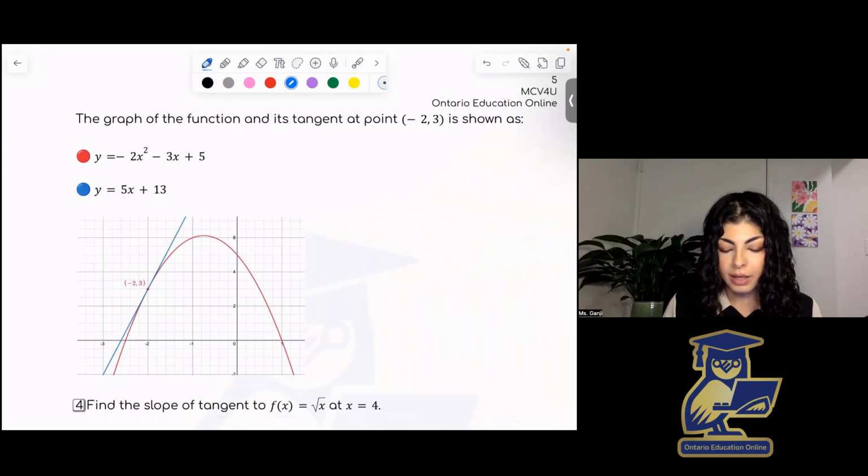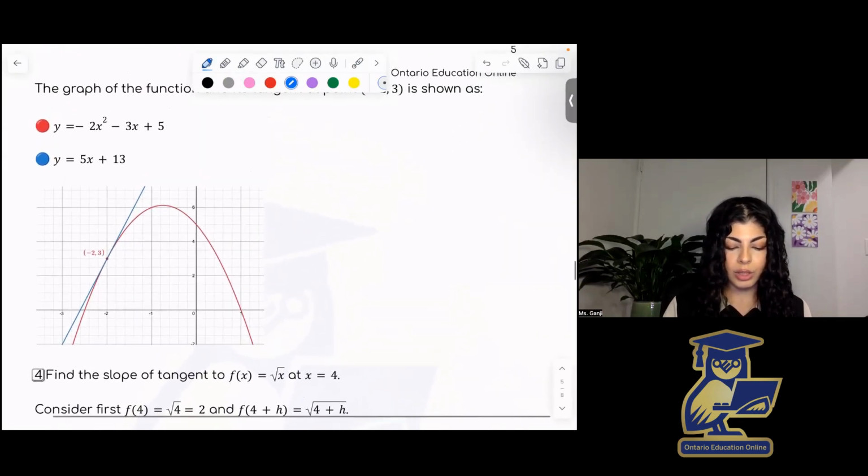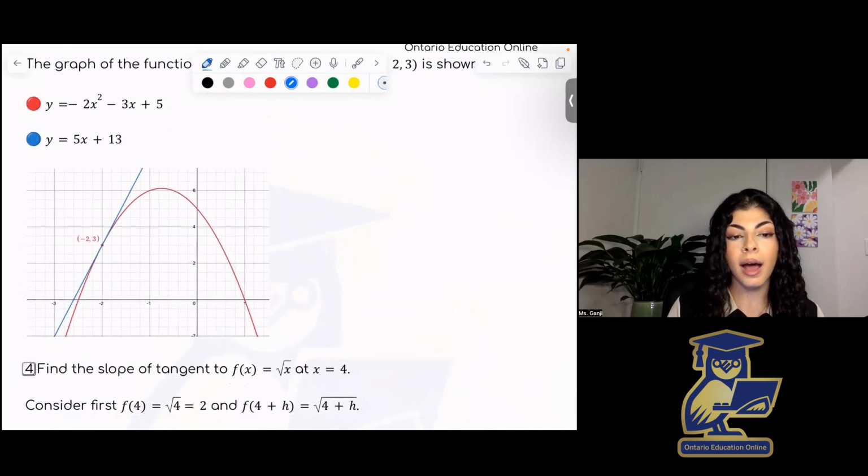This is the tangent of our quadratic function at the point -2, 3. Now let's try another example without quadratics, just to see a variety of functions, because throughout this course we are going to be looking at other functions that are not just polynomials. So for our parent root function, which is square root of x, we want to find the slope of the tangent at x is 4.